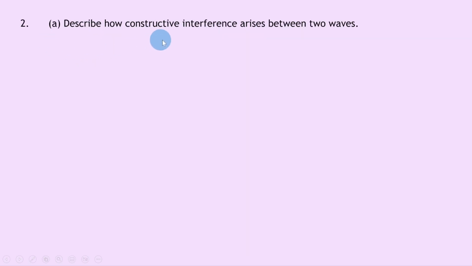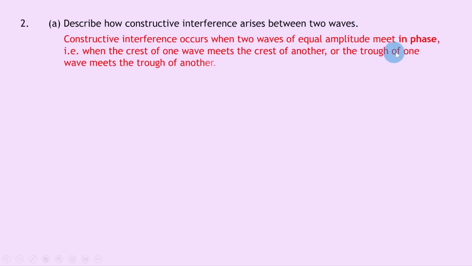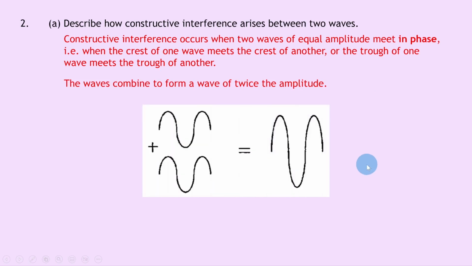Question 2a says to describe how constructive interference arises between two waves. Well, remember, constructive interference occurs when two waves of equal amplitude meet in phase, i.e. when the crest of one wave meets the crest of another, or the trough of one wave meets the trough of another. We say that the waves combine to form a wave of twice the amplitude, and it looks something like this. So if you add one wave to another where you've got the crests matching up and the troughs matching up, then you end up with a wave of twice the amplitude.